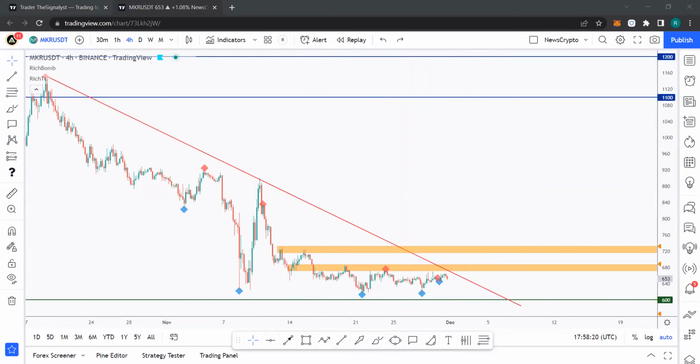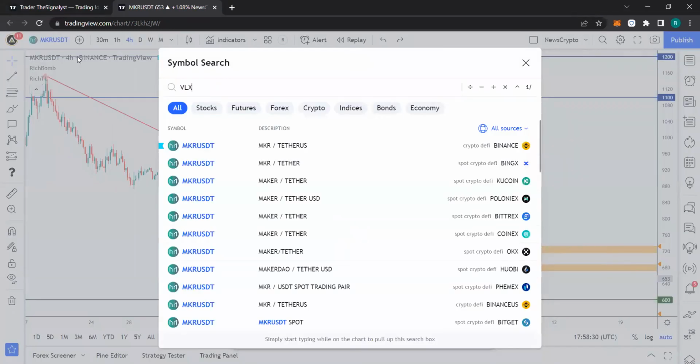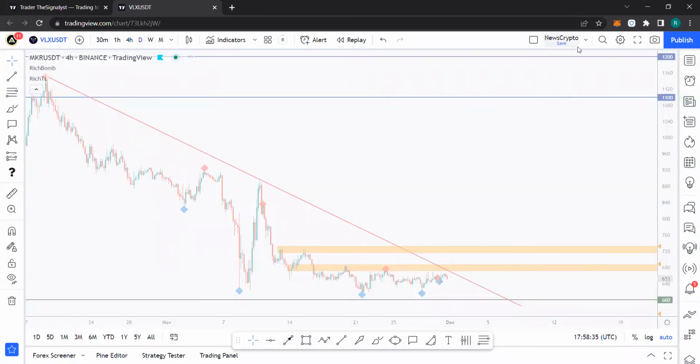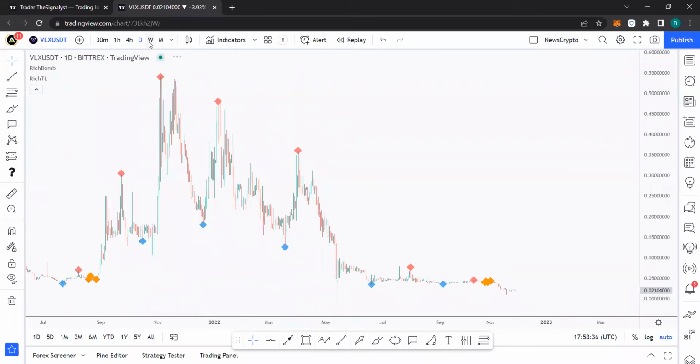Okay, Blaz is asking about VLX. This would be the last one for today. And let me check Bittrex if we have data. Yeah, fantastic.